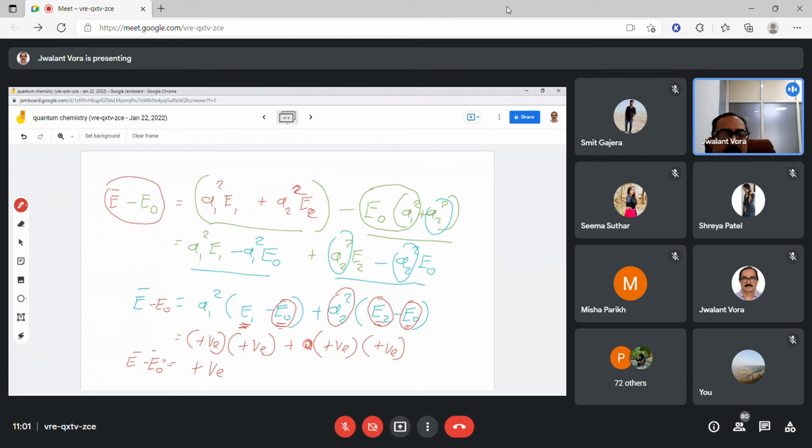So E0 ને આ બાજુ લઈ જઈએ. So therefore E bar is equal to E0 plus something, right? E0 માં કંઈક એડ કર્યા પછી E bar પ્રાપ્ત થાય. Therefore E bar is greater than or equal to E0. Mathematical terms માં આ રીતે લખાય, greater than or equal to E0, right? So this is the variation principle.